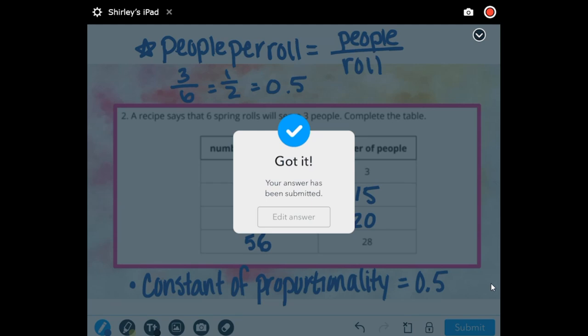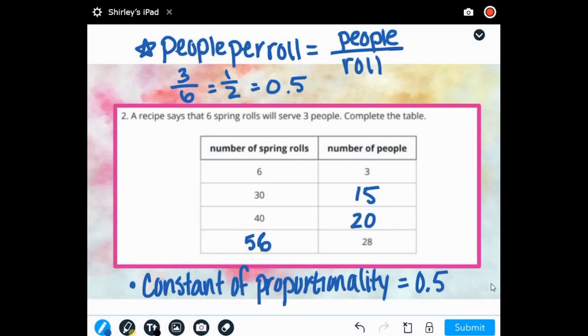Constant of proportionality means I have to find the number that my left side of the table gets multiplied to get to the right side of my table. And I will go over that once I share out my screen. So if you have your answer submitted and you're using language of dividing by a certain number, also try to think about what that might mean you're multiplying by.